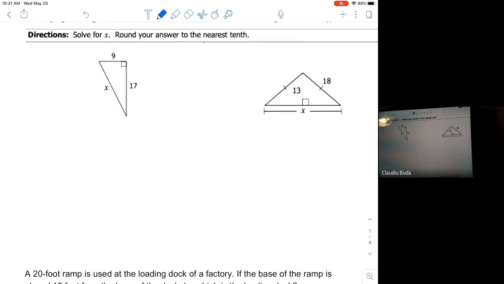So let's take a look at some problems with the Pythagorean theorem. We have two triangles, and we have to solve for x. Round your answer to the nearest tenth.